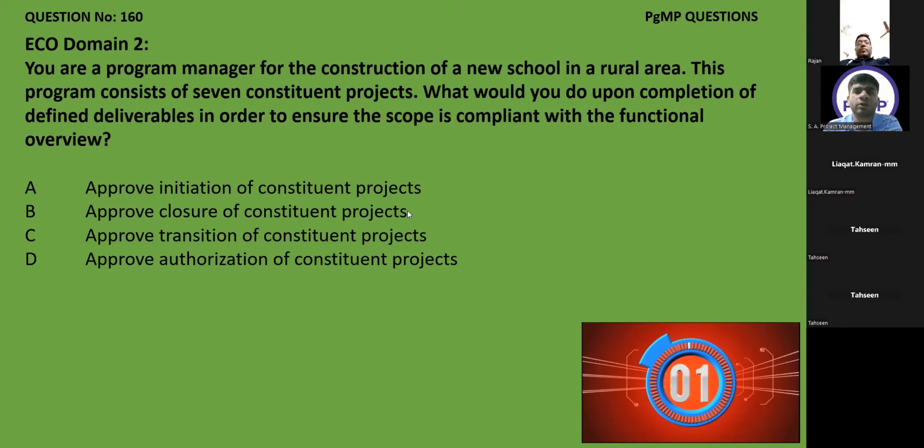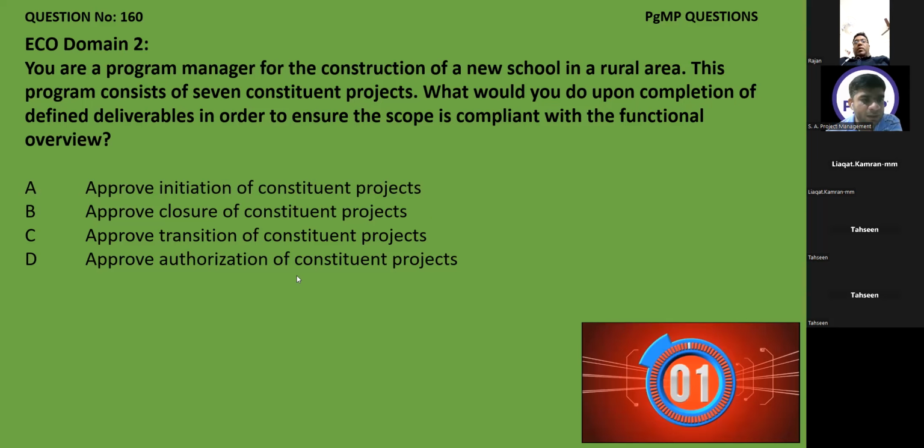But what he is telling you is, what would you do upon completion of the defined deliverables? So the defined deliverables have already been transitioned, and now we are going to complete it. So that's why we are going to go to the closure phase. And this is about the projects, the constituent projects, not the program. So don't mix the program concept with the project concept. Yeah. Okay, so this is a trick here. Here he is talking about what you are doing with the constituent projects. So you are in the program execution phase. Once it is finished, then we will transition the program to the program closure phase. Then everything will be done for the program. Okay.